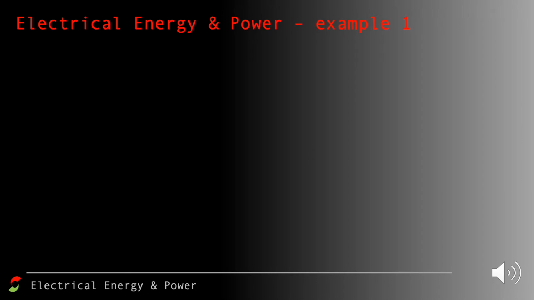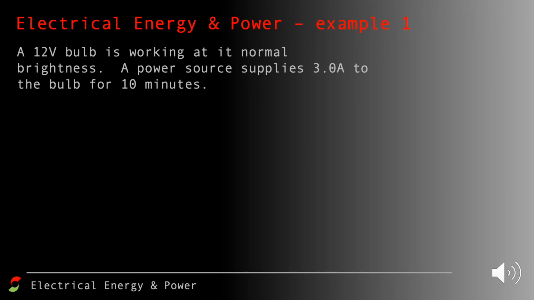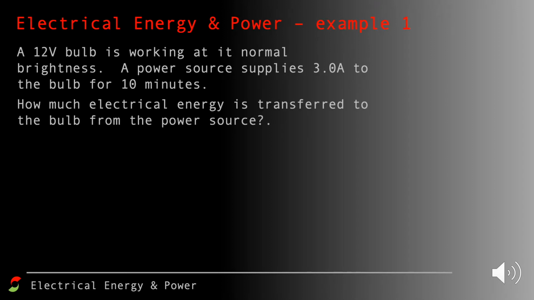So let's have a look at an example. In this question, we're going to look at a 12-volt bulb working at normal brightness, which means its potential difference is 12 volts. And we're going to look at a power source supplying 3 amps to it for 10 minutes, and we're going to calculate how much electrical energy is transferred to the bulb from the power source.